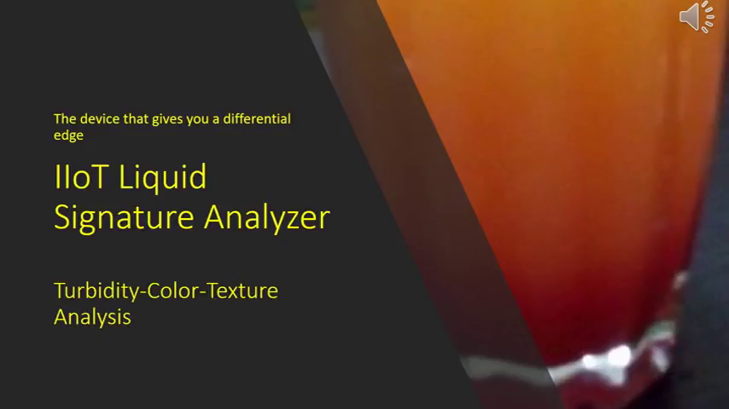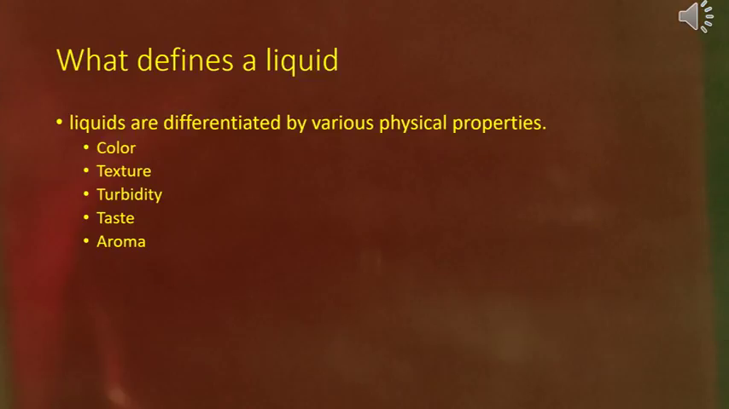We present the Liquid Signature Analyzer, the device that gives you a differential edge for meaningful analysis of turbidity, color, and texture of liquids. What defines a color? Liquids are differentiated by various physical properties: opacity or turbidity, color, texture, taste, aroma.